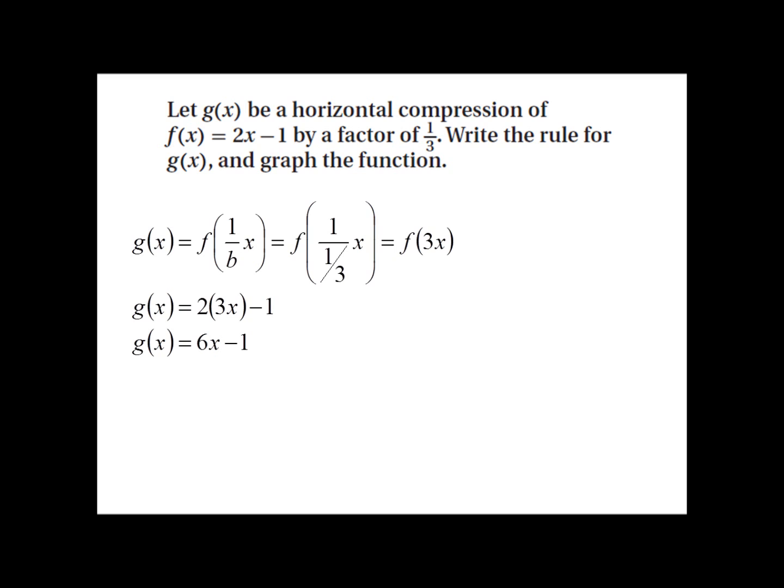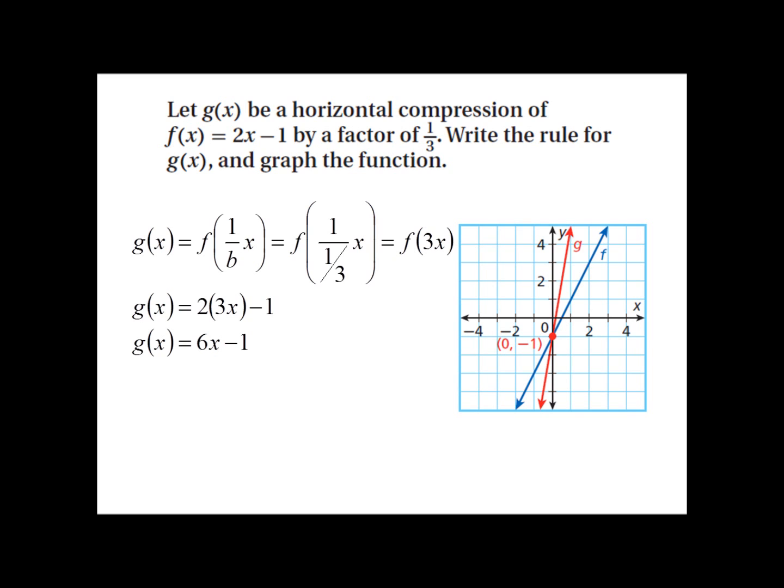Now they also want us to graph this function. So we mark our y-intercept, negative 1, and we use our slope. We go up 6 and over 1. Now here on my graph, you can see the original function f of x. You can see the new function g of x. It's a horizontal compression, so the y-intercept did not change. And g of x has been moved in towards the y-axis.